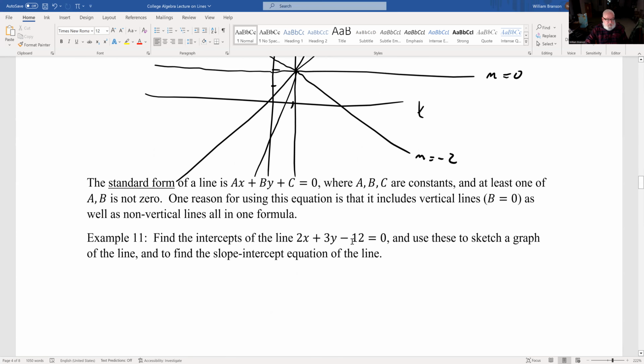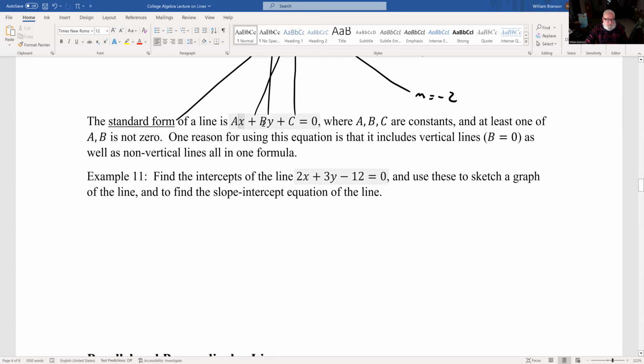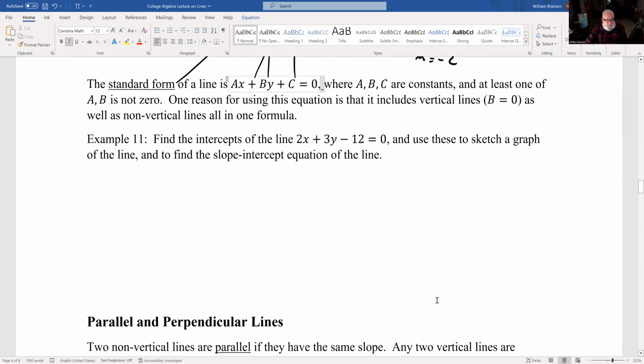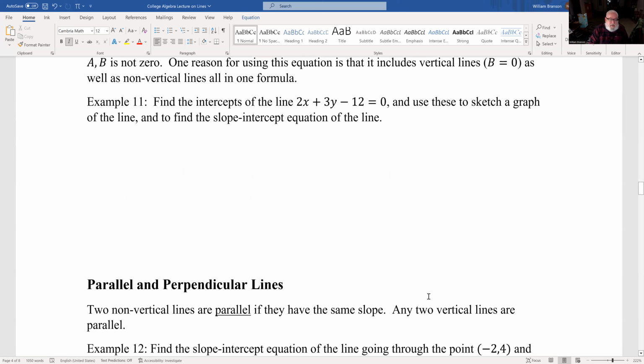So the last equation for a line is the standard form of the line, which is ax plus by plus c equals 0, where a, b, and c are constants. At least one of a and b is not 0, right? And we like this because it's one equation and it's got all the lines in it, including vertical lines. Vertical lines just have b equals 0. So we can sketch these pretty quickly because we can just find the intercepts.